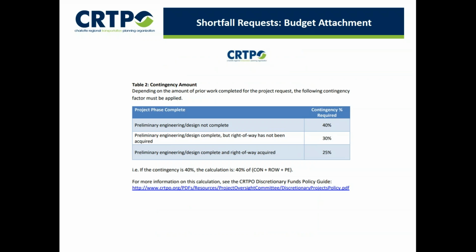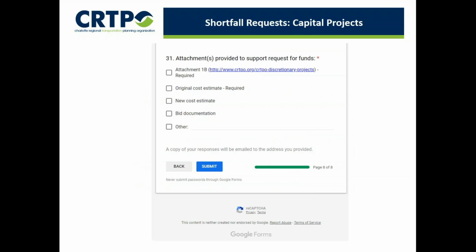So this is just the second part of the attachment 1B. It goes on to a third page, but it's the same contingency table that is used for the new request attachment.